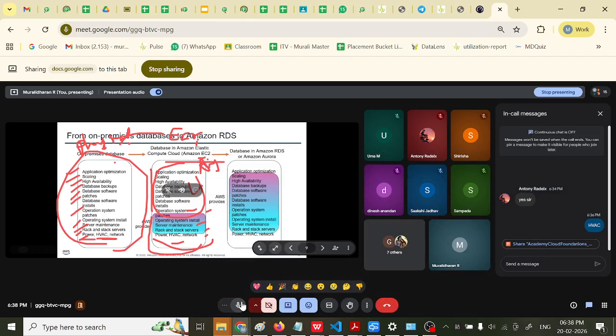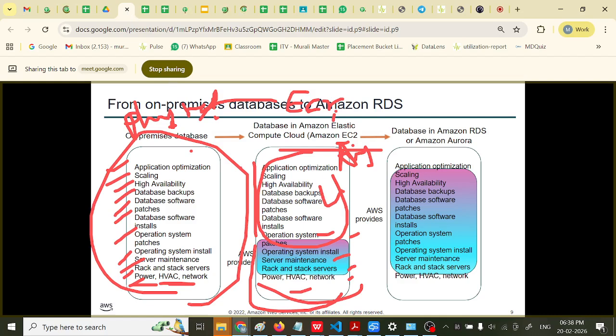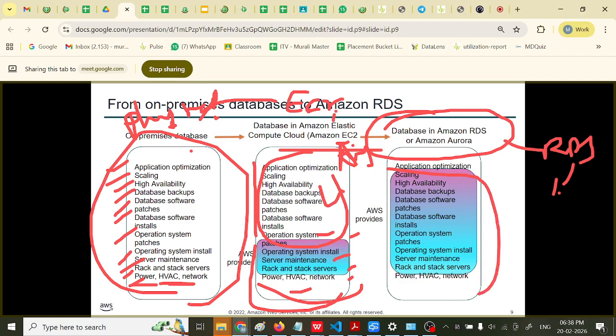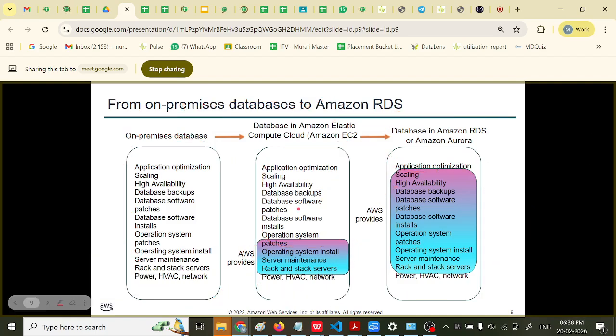HVAC means heat, ventilation, and air conditioning. So when you have multiple systems, you want to have heat, ventilation, and air conditioning, right? That's what this is. Now, when you go for an RDS database, RDS, relational database service, you don't want to maintain any of these things. You just focus on your application. The remaining things will be managed by RDS itself.